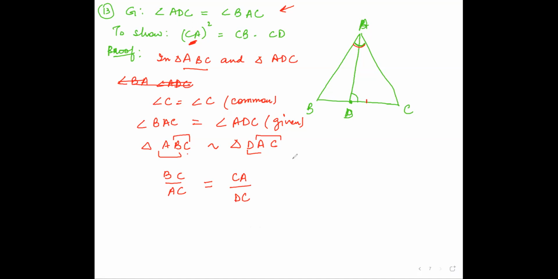Is this clear? See, which is BC? BC is the side which is opposite to the angle. And AC is the side which is here opposite to this angle. Clear?